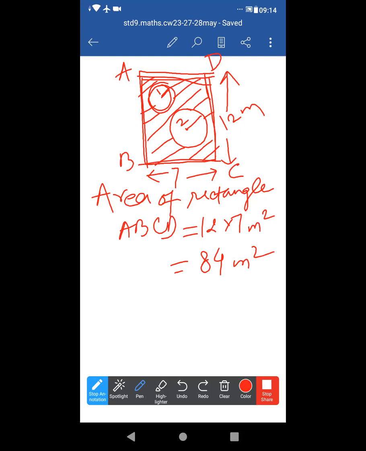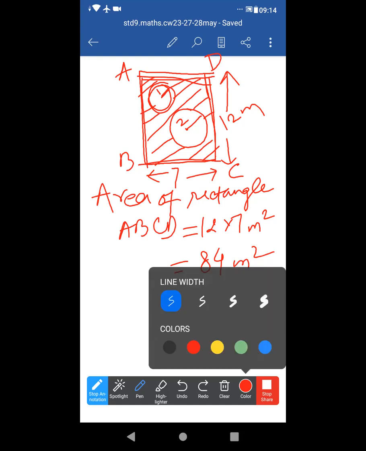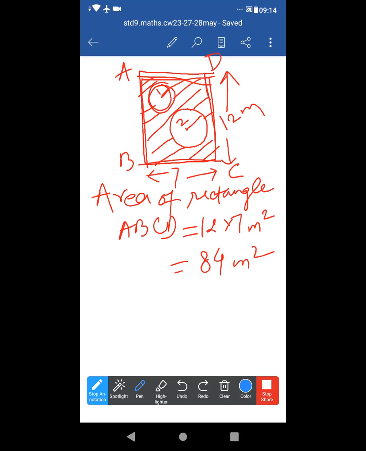Completed? Done up to this. Now just look. Individually we have to find this area, this circle and this circle, and then we have to subtract it. Yes or no? So this one, the smaller circle, and the bigger circle. Now just write: area of the circle.